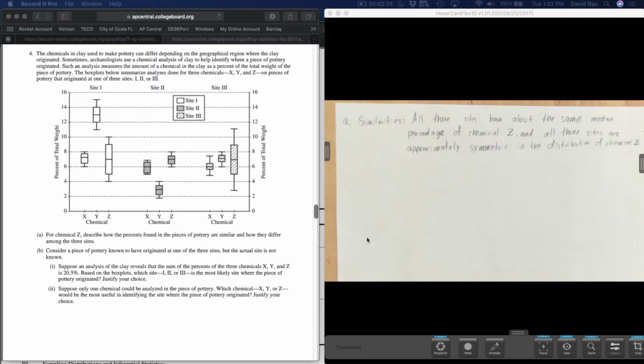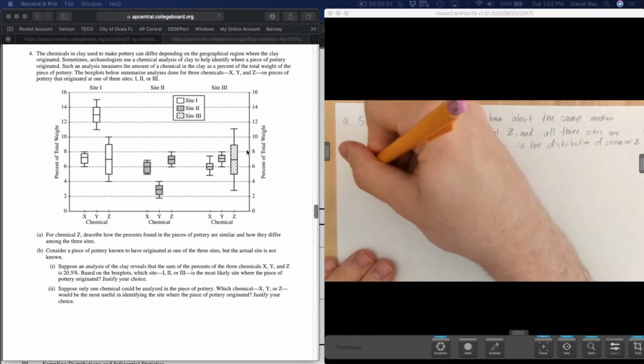For similarities, again, you can see the line is about in the middle for each of them. And again, if you look at how much is above, particularly in the rectangle and outside of it, for each of them, they're all about identical. So to me, that's about all I can really say that's totally similar about them overall. So let's talk about differences.